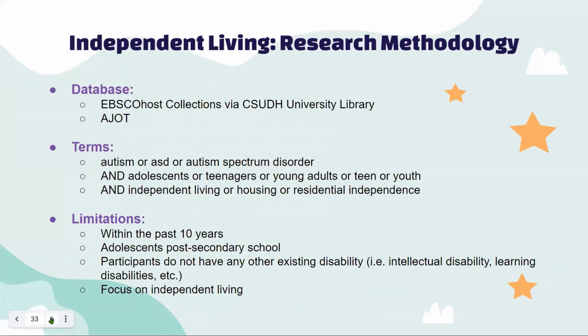Databases used to gather research on the transition from secondary school to independent living were EBSCO Host, Collections, the university library, and the American Journal of Occupational Therapy. Search terms included autism or ASD or autism spectrum disorder, and adolescents or teenagers or young adults or teen or youth, and the terms independent living or housing or residential independence. Articles were limited to the past 10 years with participants that had ASD and no other existing conditions. Participants had to be adolescents post-high school, and the articles had to have a specific focus on independent living.